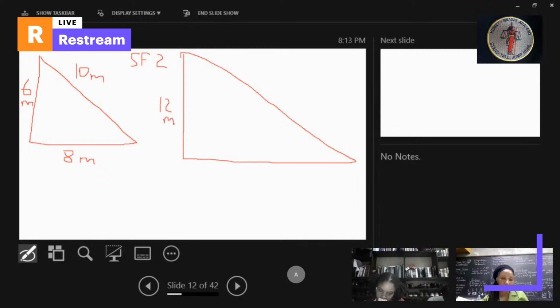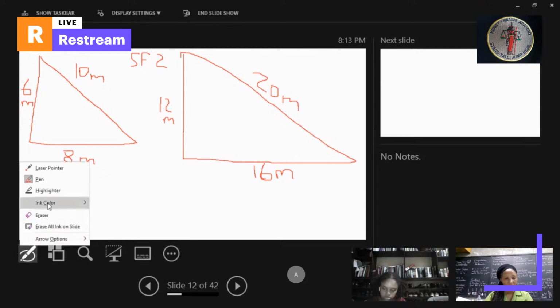Because the scale factor is 2, okay? Yes, miss. But this one, what would the length be? I'm confused. Miss, that would be 20. 20 meters. All right. And the other one would be what? Miss, the other one would be 16 meters. All right. So let's find the area of each of them and compare, right?